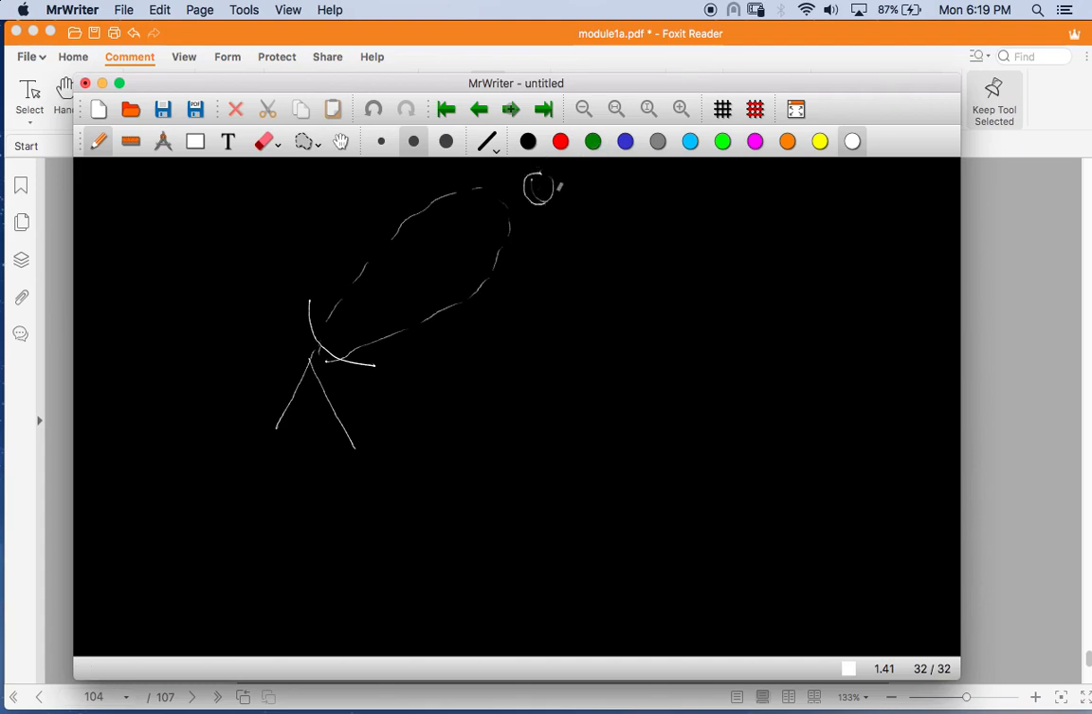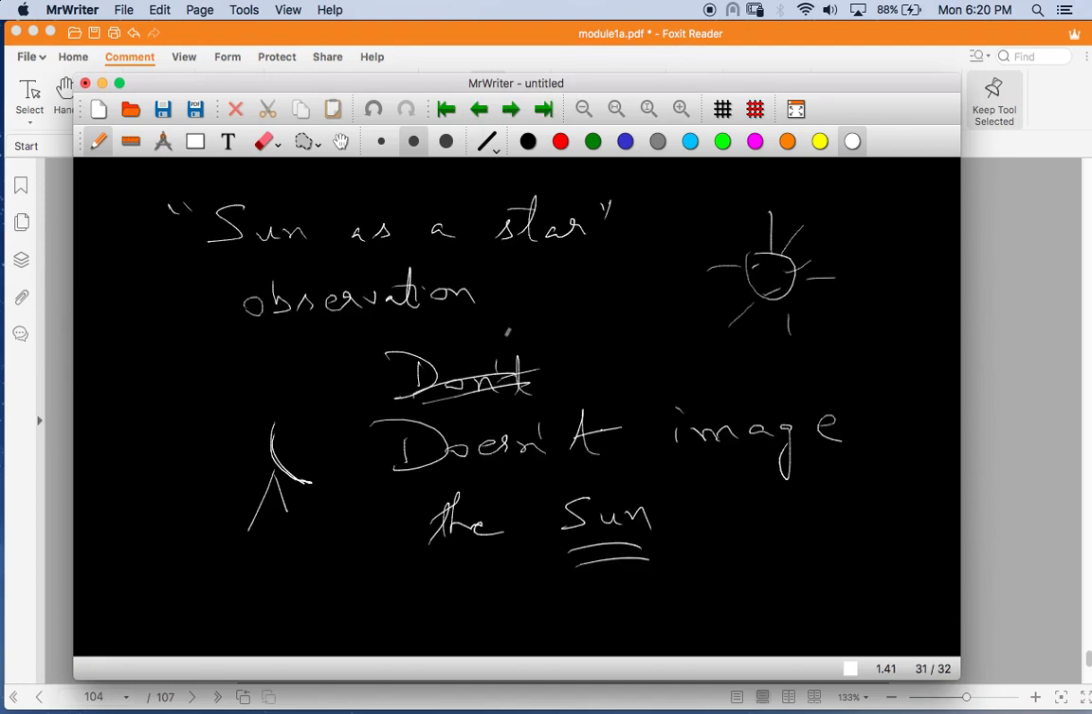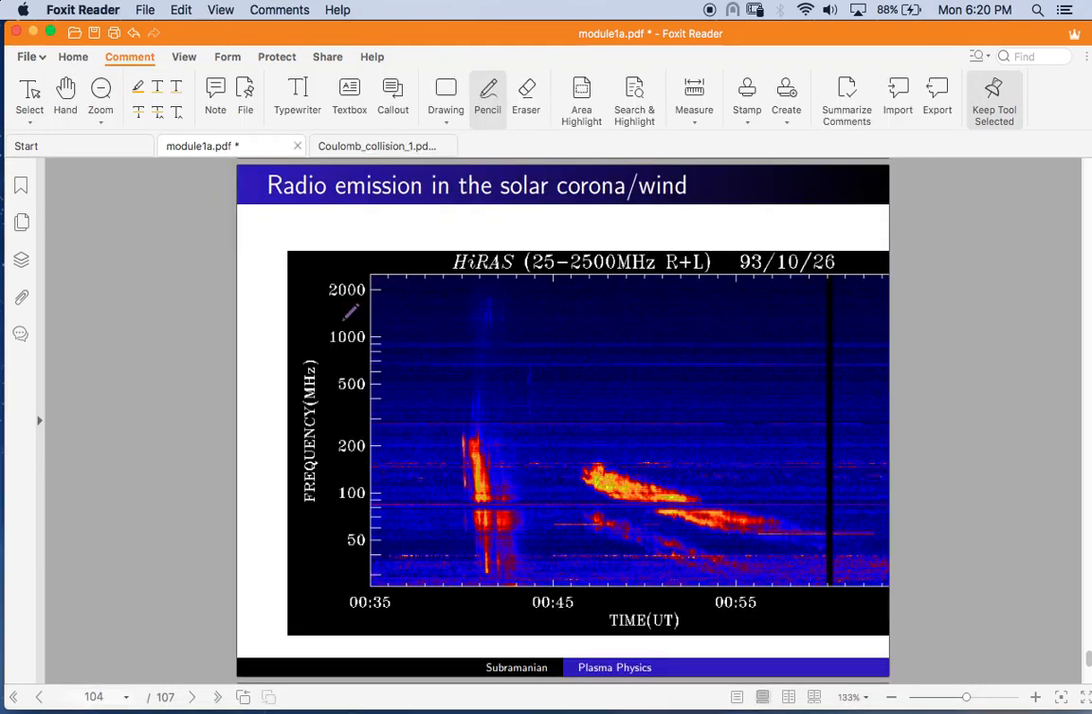The sun is the most powerful radio object, simply because it's so nearby. Hoping that some of these emissions are not coming from other terrestrial antennas located nearby, you know that everything being recorded by your antenna is simply coming from the sun. That's all. So you don't know where it's coming from on the sun's surface. That's what we mean by a sun as a star observation. It does not image the sun.